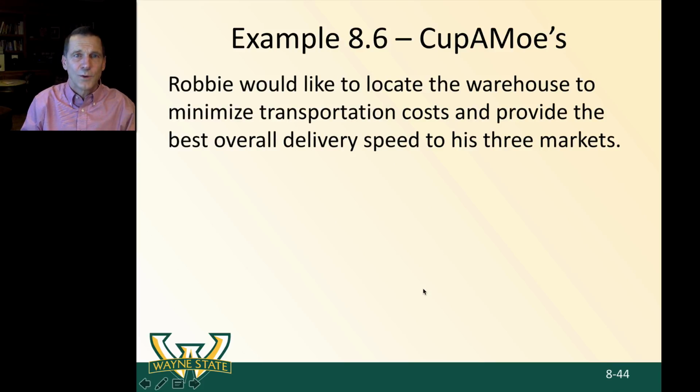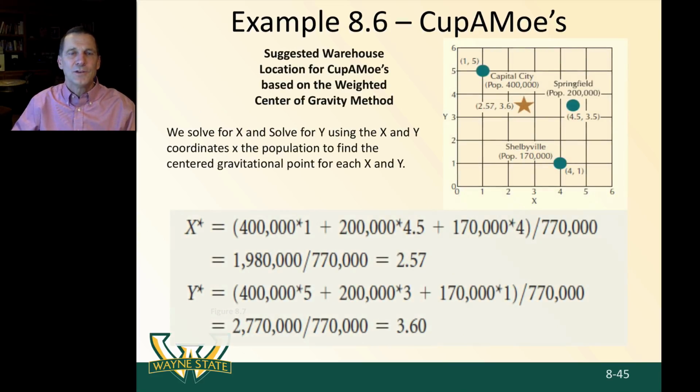Robbie would like to locate the warehouse to minimize transportation cost, which he'll do by minimizing transportation distance in this simple model, and to get the best overall delivery speed on average to his 3 markets. On average, not equally to the 3 markets, but equally to his customers distributed across the 3 markets, represented by those population numbers. So we solve for X, and we solve for Y, using the X and Y coordinates for each of the 3 points and multiplying times the population, which is our gravitational number for this example.